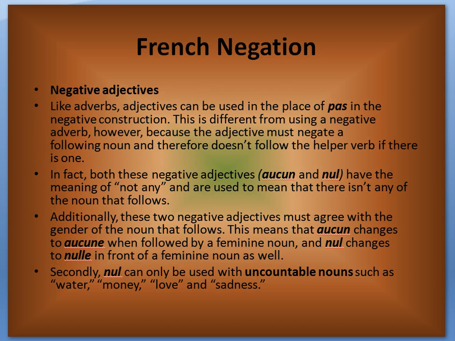Like adverbs, adjectives can be used in the place of pas in negative constructions. Both negative adjectives aucun and nul have the meaning of not any and can be used to mean that there isn't any of the noun that follows. Also, these two negative adjectives, being adjectives, must agree with the gender of the noun that follows. Aucun becomes aucune and nul becomes nulle in front of a feminine noun. Also, nul can be used with uncountable nouns, but aucun only with countable ones.